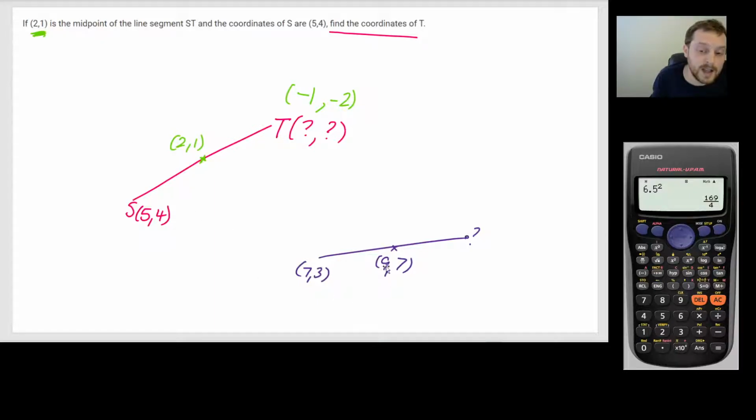So 7 to get to 9, I've added 2. So I've got to add another 2 to get 11. And 3 to get to 7, I've added 4. So I've got to add another 4. And I'll actually end up at (11, 11), as it happens. So this pattern goes 7, 9, 11, going up in 2s. Then for the y numbers, the pattern is going up in 4s: 3, 7, 11.